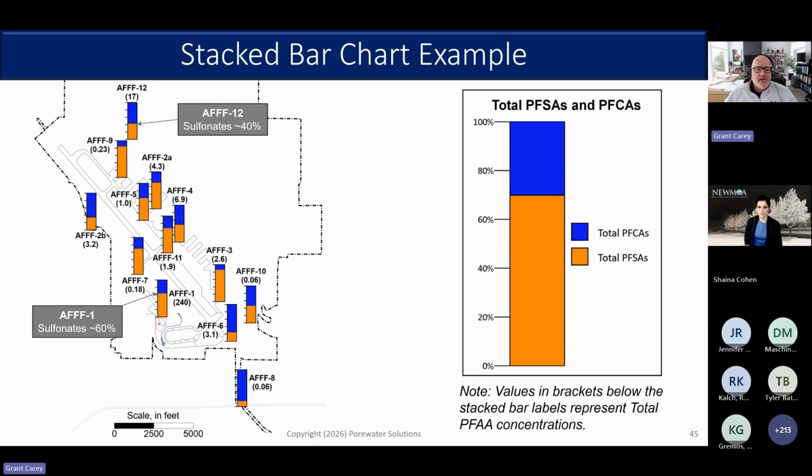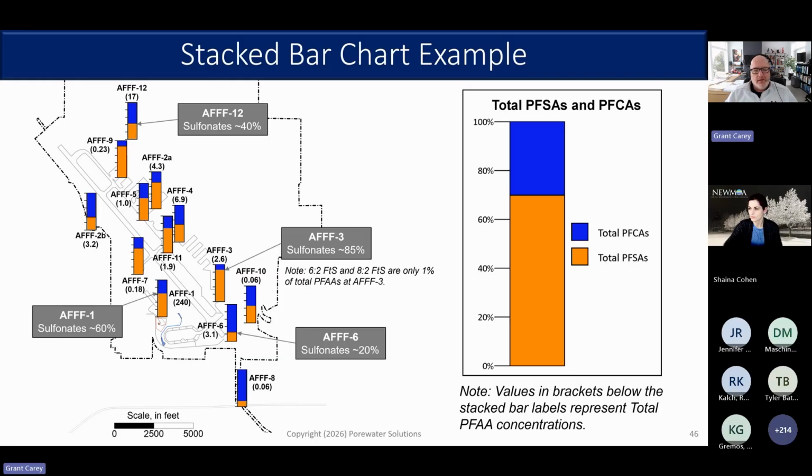So just looking at this on a map, we can see AFFF1, the current and former fire training area. A little over 60% of that is sulfonates, which mainly come from the ECF-based AFFF. And we see the difference here. It's actually only 40% sulfonates at AFFF 12. So it looks like more of the FT-based product was used, but certainly they did have ECF-based AFFF products used in that area as well.